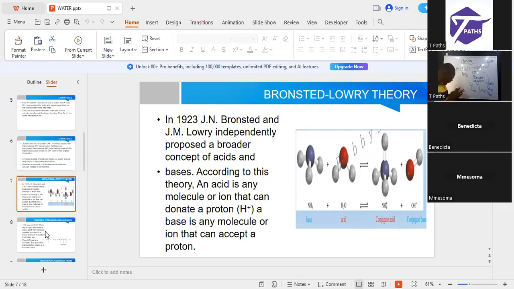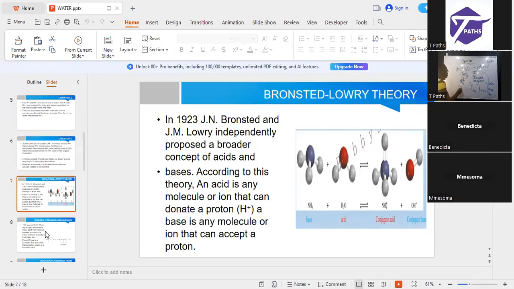Let's try to get this gist very, very well. They accept a proton. You can see that example that I showed there. You can see me showing NH3 plus H2O, giving us NH4+ and OH- ion. What happened to NH3? We had NH3 before, we're now having NH4+. That means NH3 has accepted a proton. We can conclude that in that reaction, NH3 is a Bronsted-Lowry base.